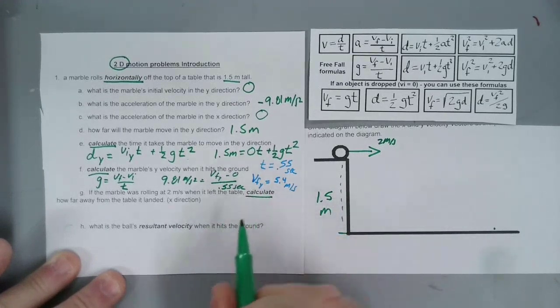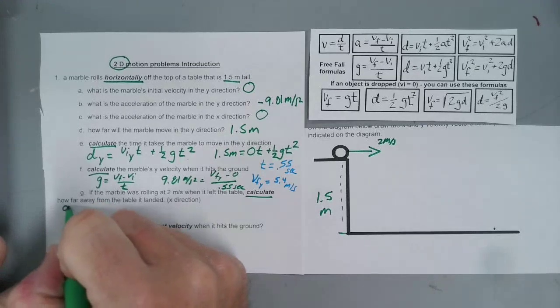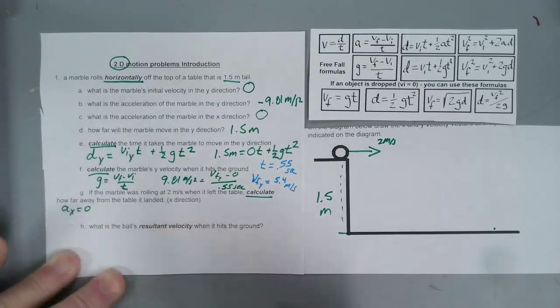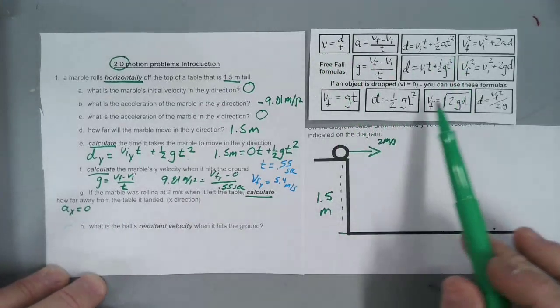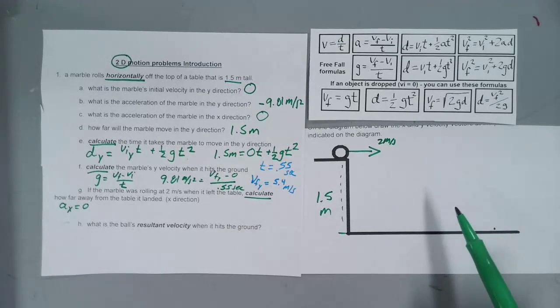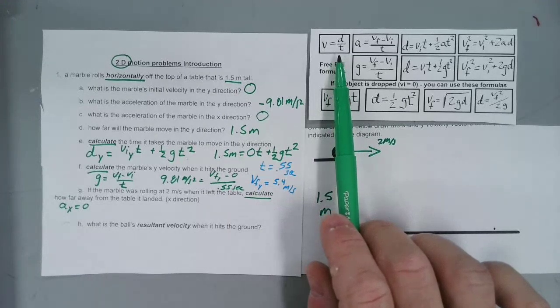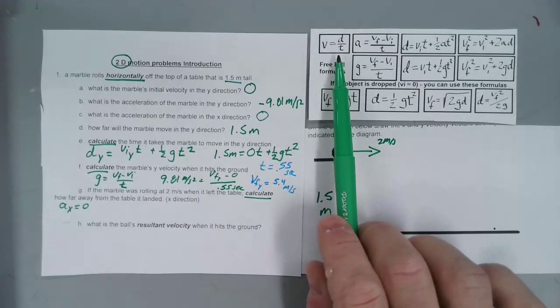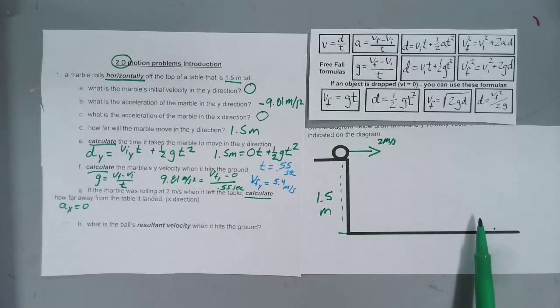It says calculate how far away from the table it will land. Well, that is a distance. Remember that we said the acceleration in the x direction is 0. There is no acceleration in the x direction. Of all of these problems up here, the only formula we can use when we don't have an acceleration is this one. And you might have been wondering with our free fall problems and previous problems, why do we even have this formula? It doesn't seem like we're going to use it that much. Well, now we are, because we've got a situation where there is no acceleration.